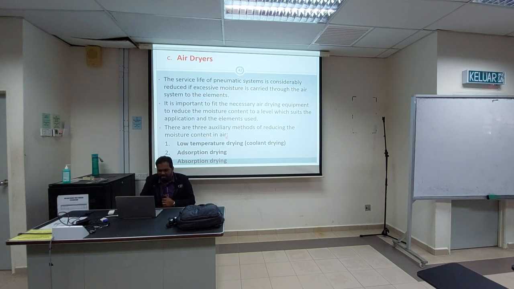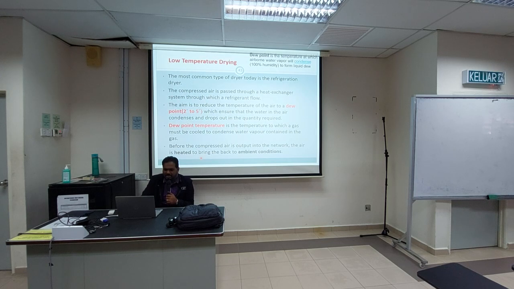Okay, so there are 3 types of method to dry the air. So one is low temperature drying or coolant drying. Kemudian ada 2 term ni, is quite important. Adsorb dengan absorb. Okay, ada perbezaan. So selalunya kita dengar absorb macam sponge. Tapi apa maksud adsorb? AD. Ada AD dengan AB. So ada perbezaan. Yang ni kita akan tengok waktu dalam slide nantilah. Saya akan tunjuk dengan gambar. Okay, so ada perbezaan. Okay, so low temperature drying.